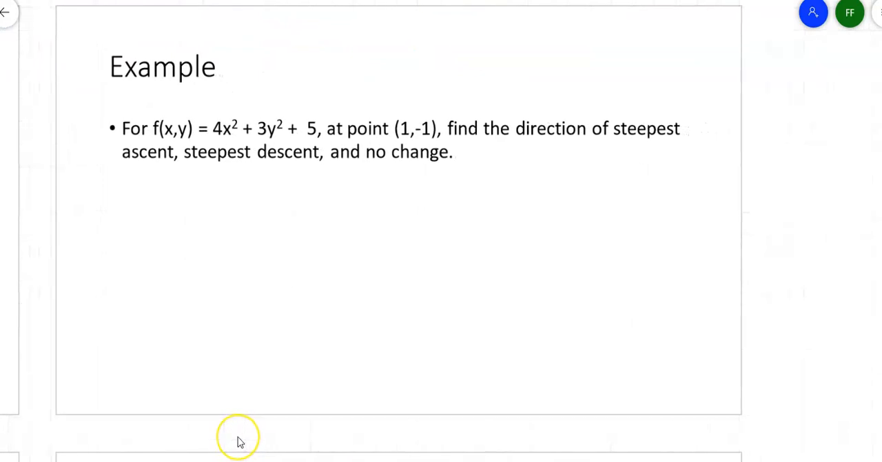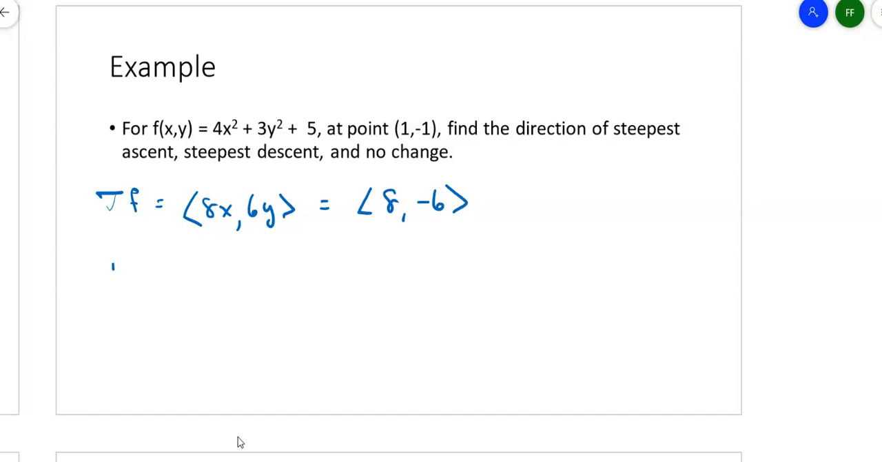Here's another question. Here's a point. Find the steepest ascent, steepest descent, and no change. So again, we'll start with a gradient. The gradient of f is going to be: derive with respect to x, I get 8x. Derive with respect to y, and I get 6y. All right, this is starting to look similar. Evaluate it now at 1, negative 1, and I get 8, negative 6.